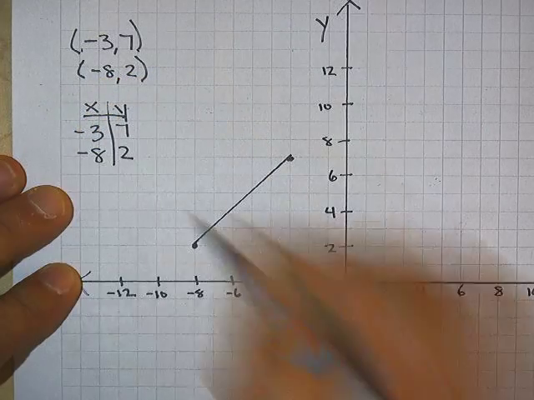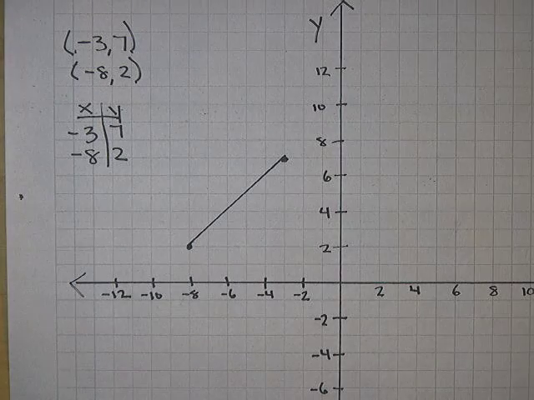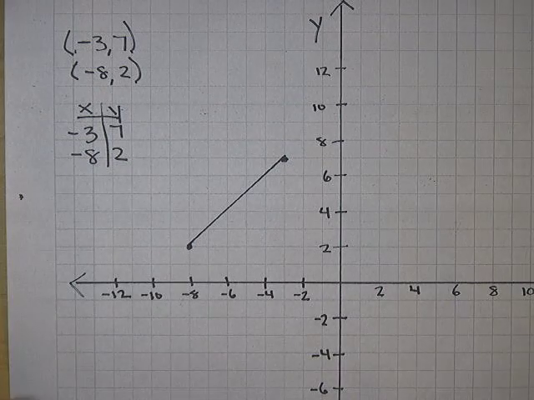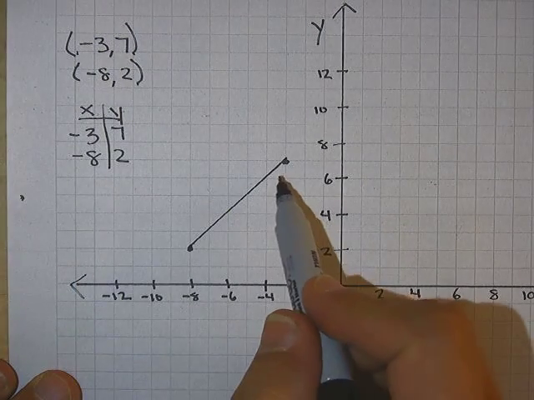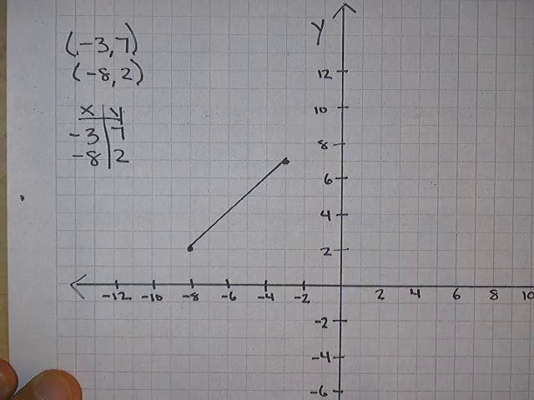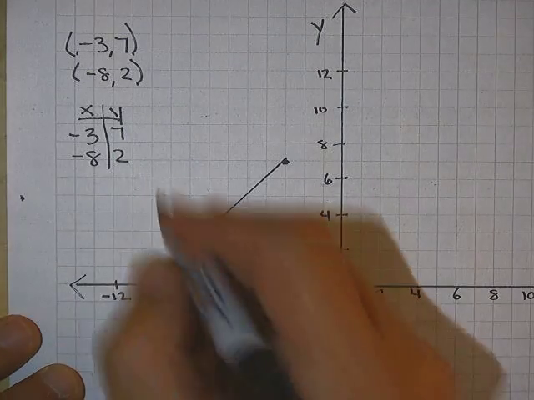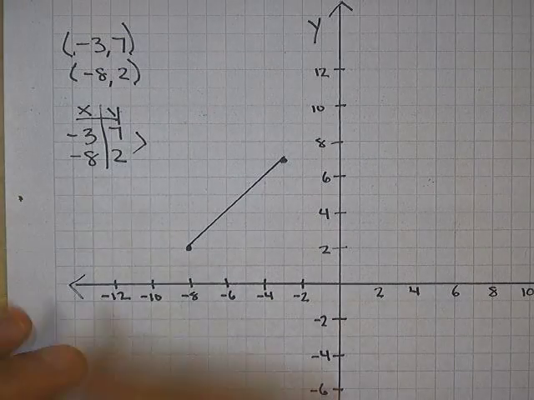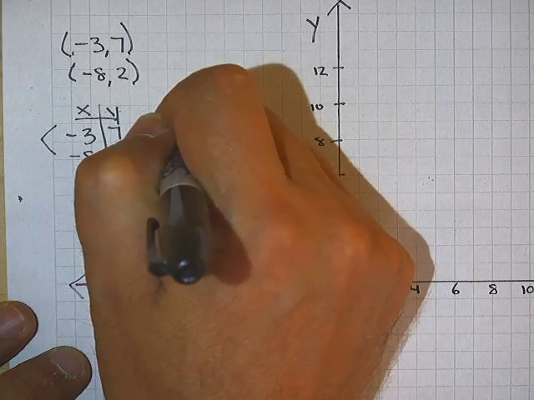So I think I've been teaching you, take your points and put it into a table. So right underneath here, can everybody go ahead and put these into a table? Negative 3, 7, negative 8, 2. And from our table, we should be able to write a function that matches our line. Go ahead. Negative 3, 7, and negative 8, 2. Okay? And then I just connected them.